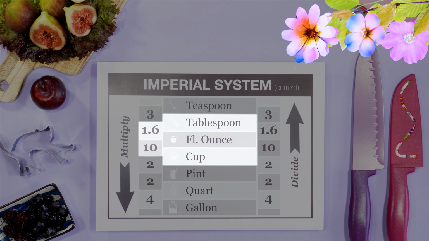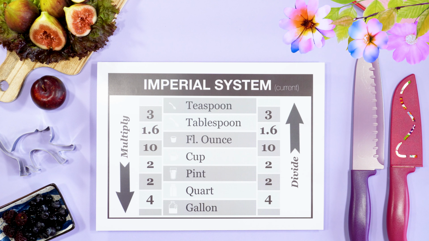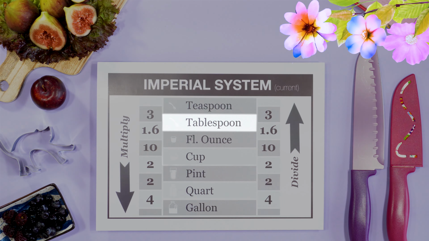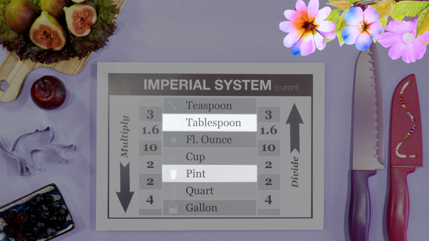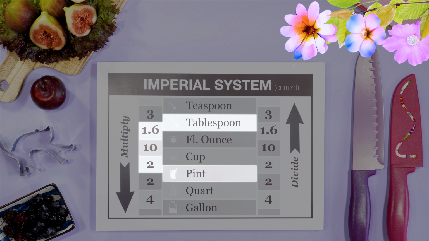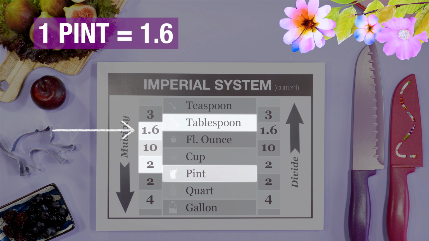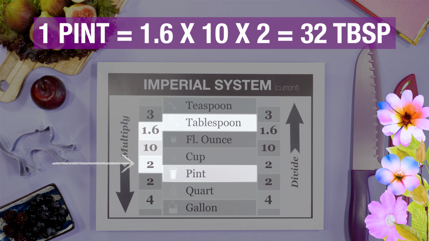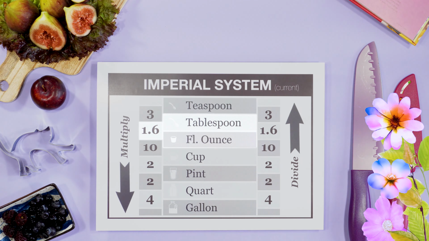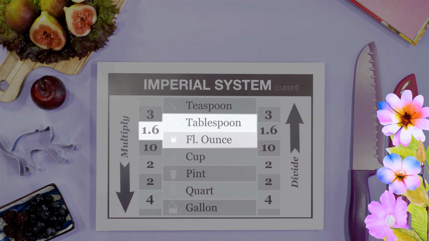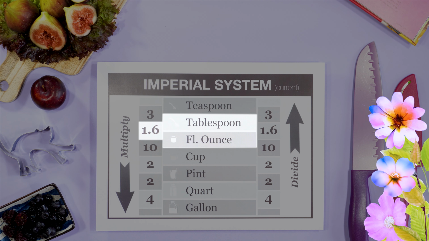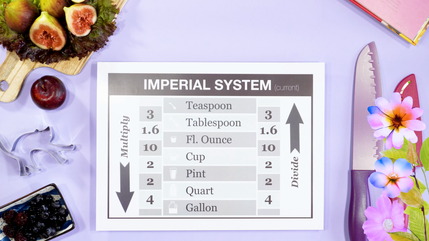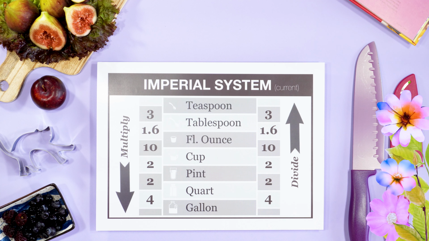The proportions can be calculated just like the US customary units. For instance, in order to know how many tablespoons are in a pint, you simply multiply the numbers between the 2 units. So, 1.6 times 10 times 2 equals 32. Here, because the ratio between a tablespoon and a fluid ounce isn't an integer, it would be more difficult to measure a fluid ounce with a teaspoon, but you could still measure all the other units precisely with a teaspoon.